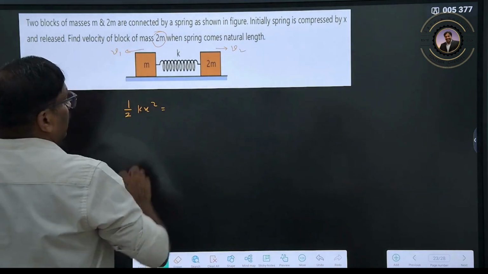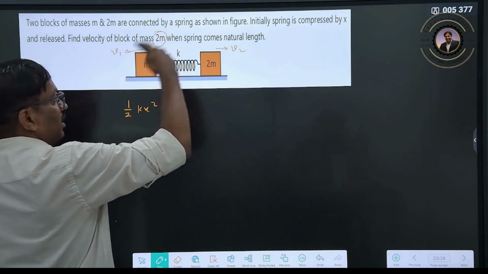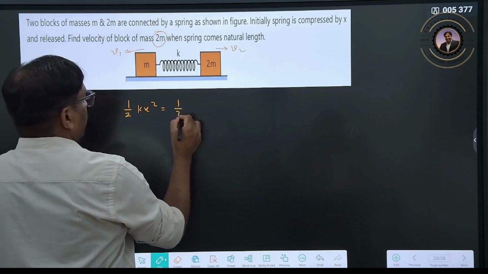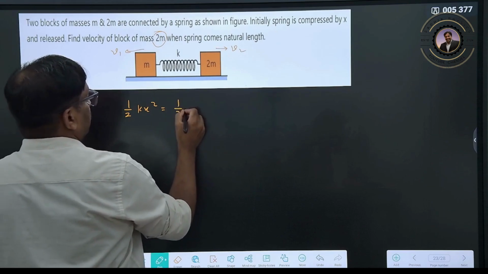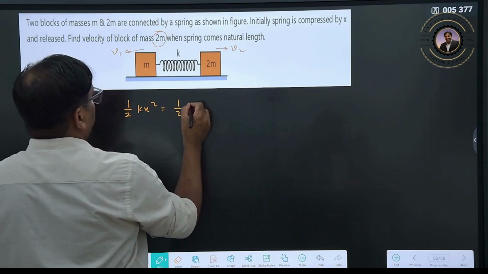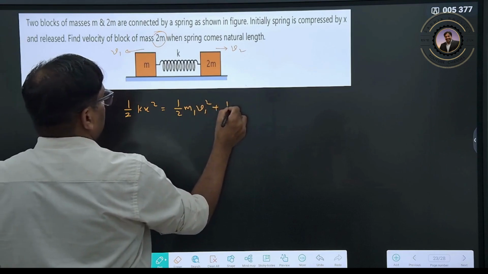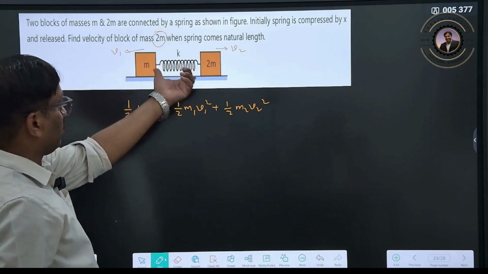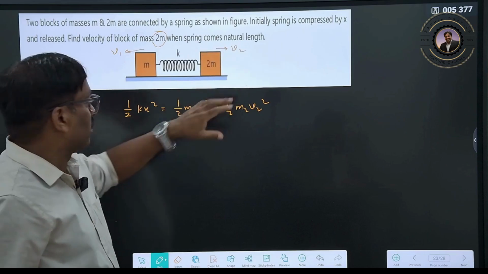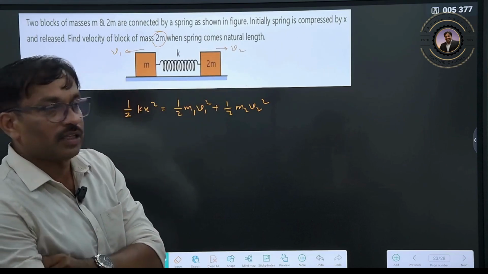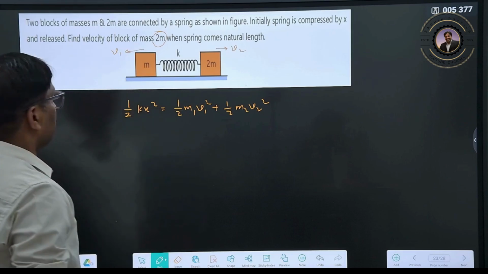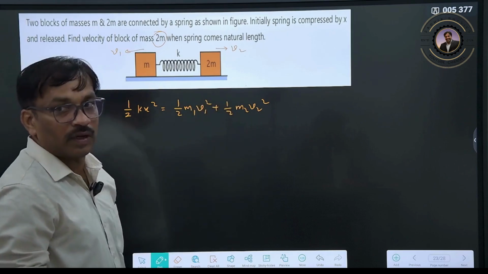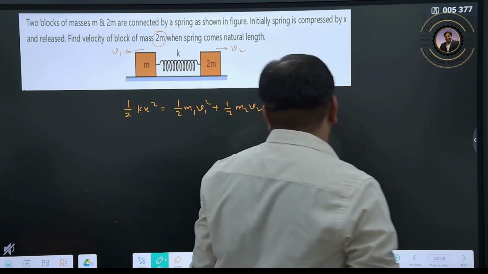Now what will happen? This energy will be converted into 1/2 m1 v1 square plus 1/2 m2 v2 square. There is no other potential energy, since there is no further expansion. Clear? Now we don't know what V1 and V2 are. We want to calculate V1 and V2.